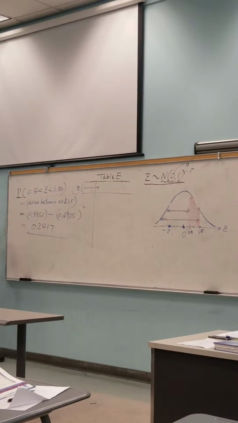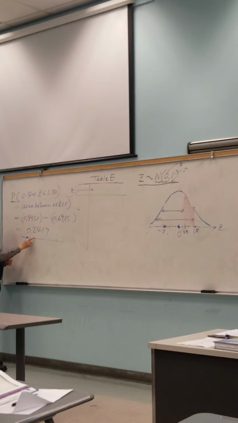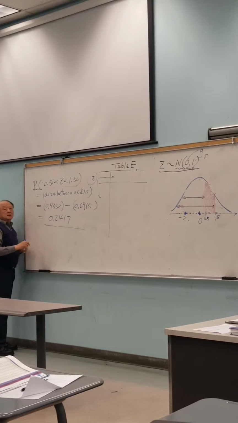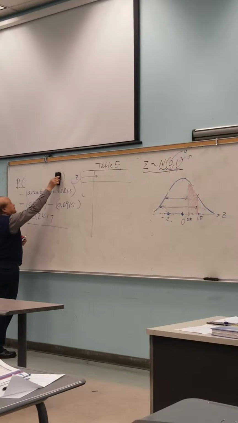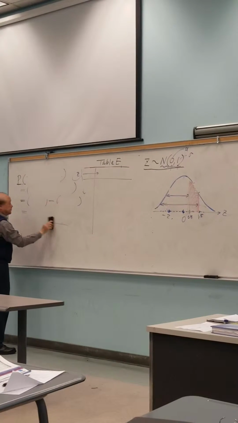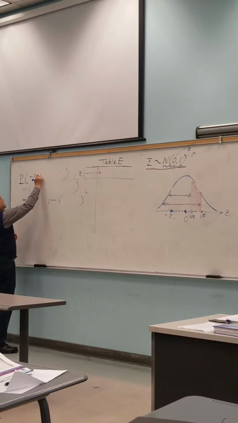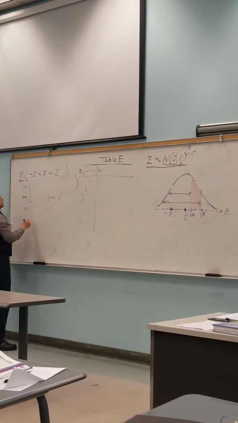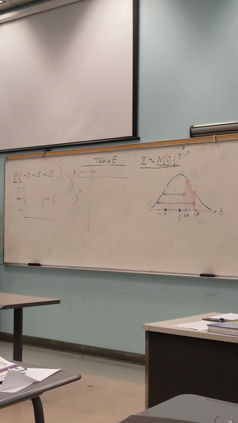So your final answer is 0.417. That's it. You cannot switch. If you switch, it becomes negative. The area must be positive, because if you use the smaller area first, it is negative. Okay, try one more by yourself.